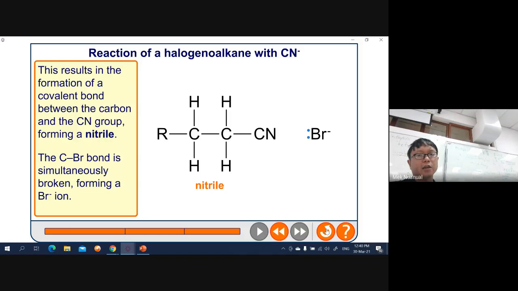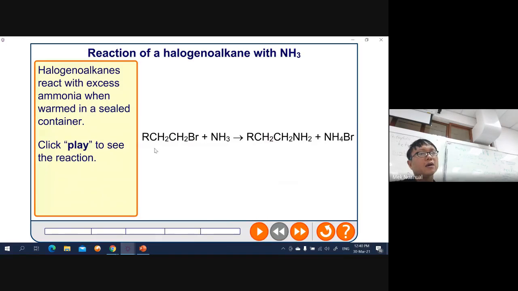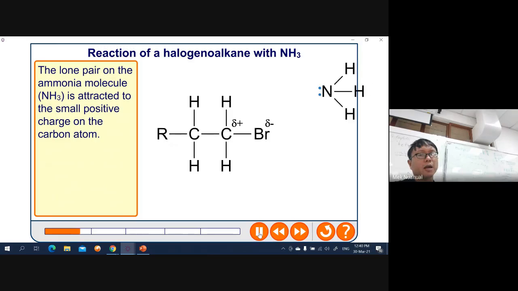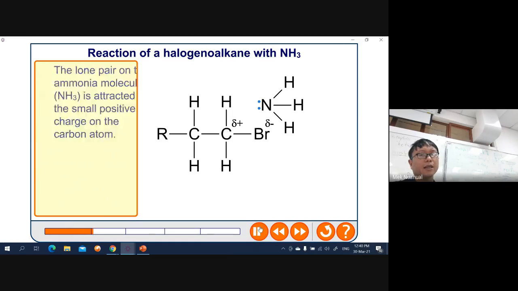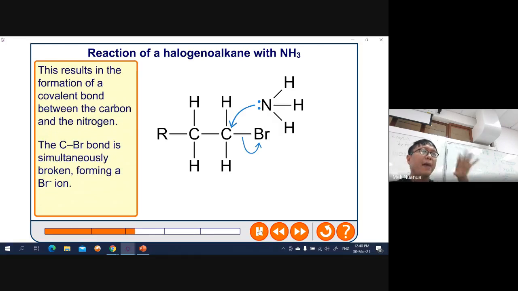And then finally, your ammonia, NH3, can also act as the nucleophile. Because why? NH3, ammonia, you know this, it does have an extra pair of electrons on it, the lone pair on the NH3, and that will allow it to act as the nucleophile. I hope you guys are seeing this pattern of how you do this.